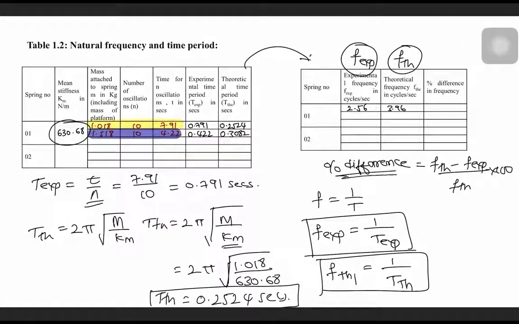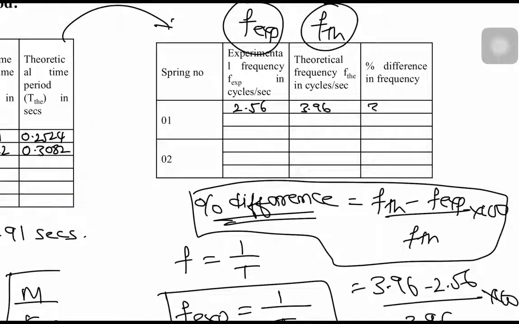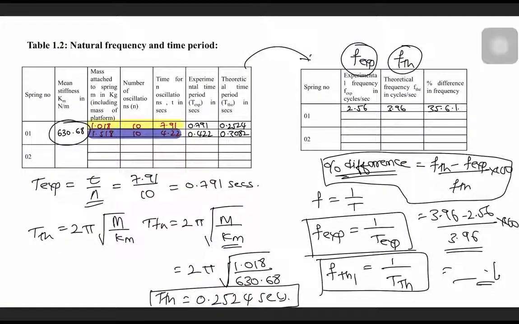Now we have to calculate the difference between these two. The percentage difference is given by this particular formula here. So F theoretical is 3.96 minus F experimental 2.56, divided by F theoretical 3.96, into 100. If you do so, you'll get the answer in percentage, which is the percentage variation. That is around 35.6%.